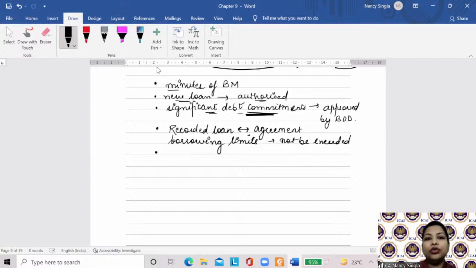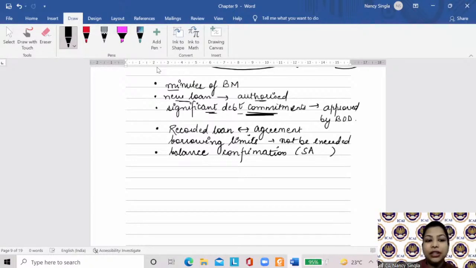The recorded loan should tally with the terms of the agreements, and it should not exceed the borrowing limits. Okay? And then with respect to the various loans from the banks or the financial institutions or various parties, balance confirmation. Quickly tell me the SA number with respect to balance confirmation. What should I mention here? I need answers. So balance confirmation can be taken with respect to all the loans.